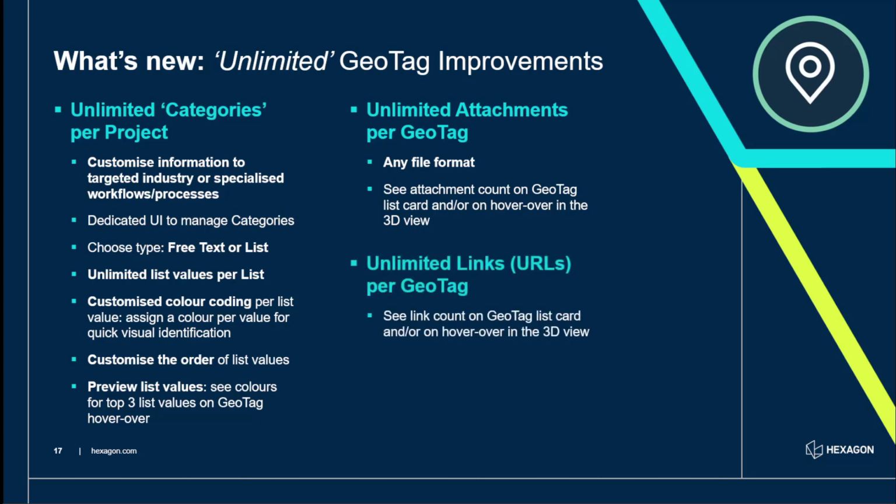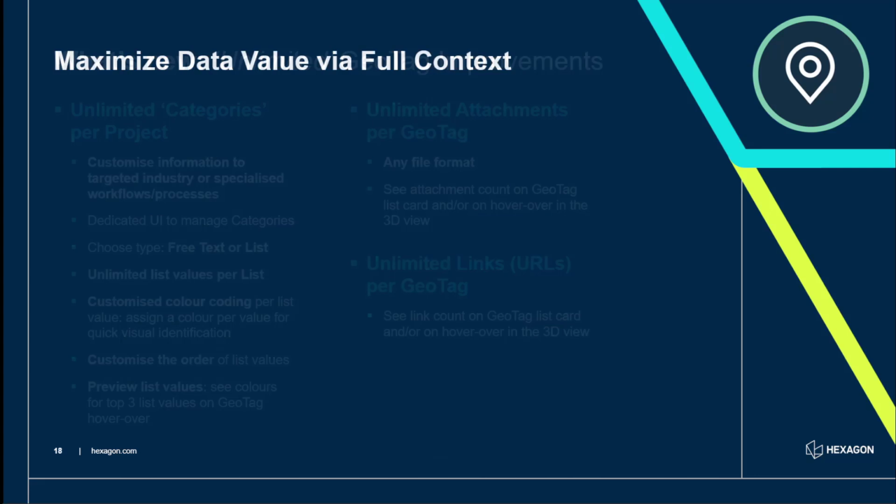And you can also have unlimited links as well as unlimited attachments. And you now see the link count on the GeoTag list as well. So a lot of that information about what's included in the GeoTag is on the initial GeoTag card without having to click through and get more information. But we've made a lot of changes here to really smooth this off.